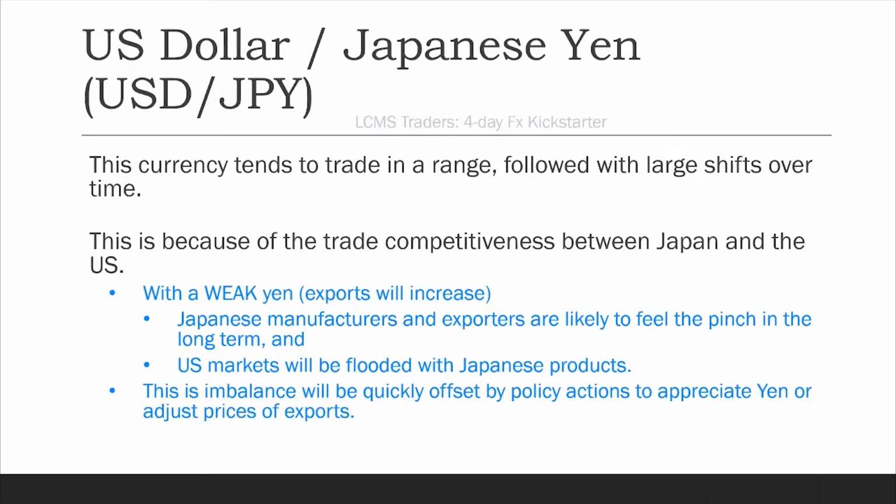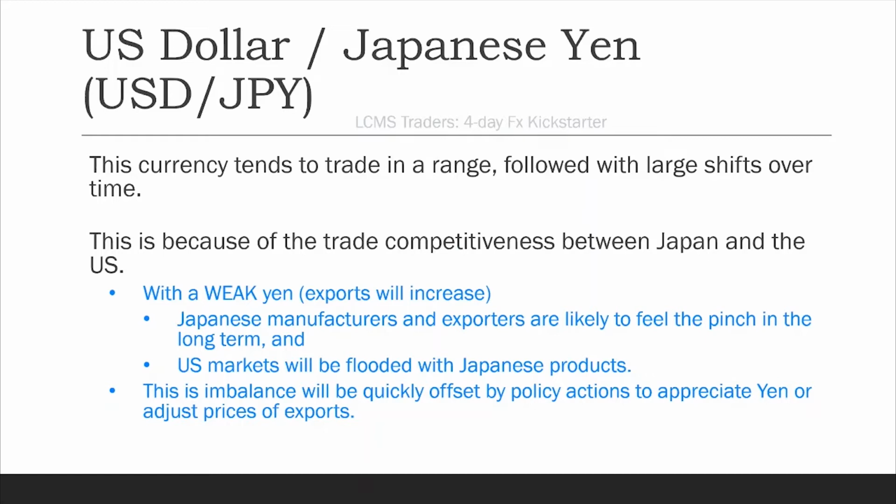This currency, USD/JPY, tends to trade in a range for a short period of time, before it gets followed by a large shift over a short period of time. So a range and then a big jump upwards, or a range and then a big jump downwards. This range before that big shift is really because of the trade competitiveness between Japan and the US.